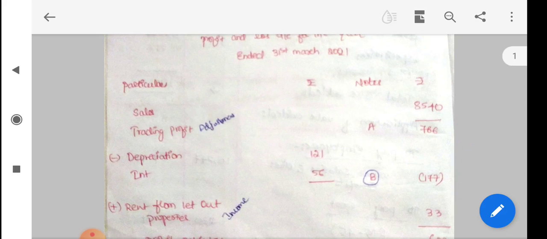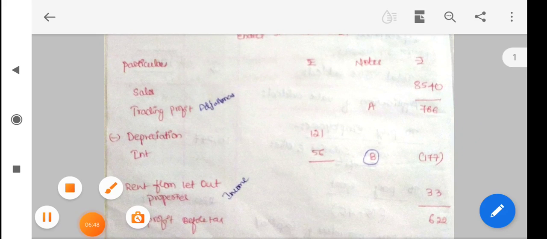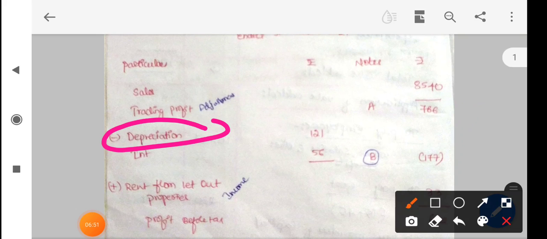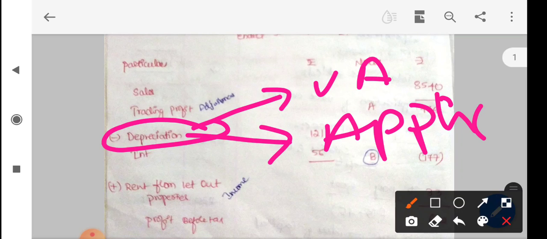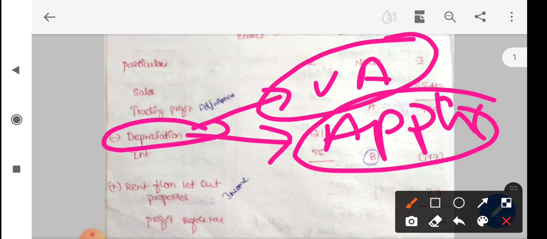Next, the depreciation I have already explained. There is a separate video on depreciation adjustment. This we can show in value added also, and we can show in application also. Both we cannot do at a time. We can go for value added or we can go for application. So here in the problem, we'll show this in the application.